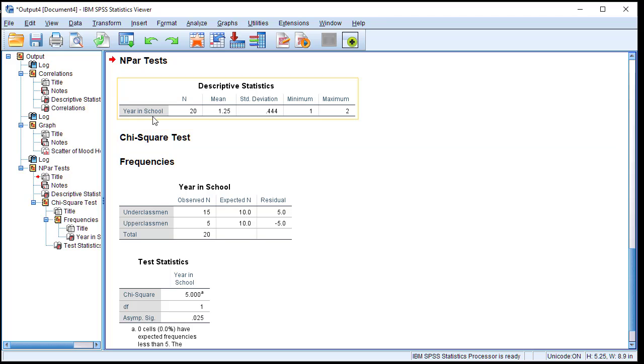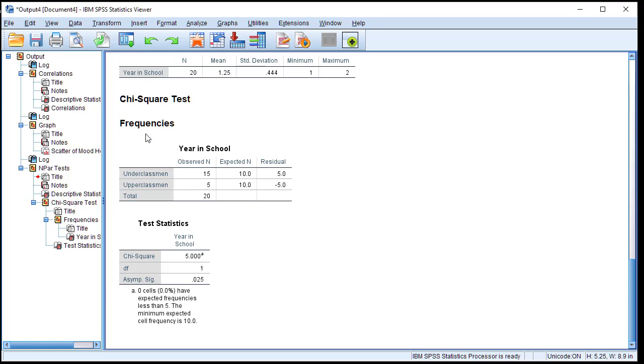Our output has 20 people in it. There are 20 people in our sample for the variable year in school. The mean year in school is 1.25. That's a very meaningless statistic because you can't say that the average year in school is 1.25. Yes, you could say, well, that's somewhere between, maybe a freshman and a sophomore. It's during your freshman year. Yeah, but that's not a very meaningful thing. Standard deviation is meaningful. The min-max isn't meaningful either. So really, our descriptive statistics don't give us a whole lot of information except for n. N is interesting. Now, the frequencies for our chi-square test are that we had 15 underclassmen and 5 upperclassmen.